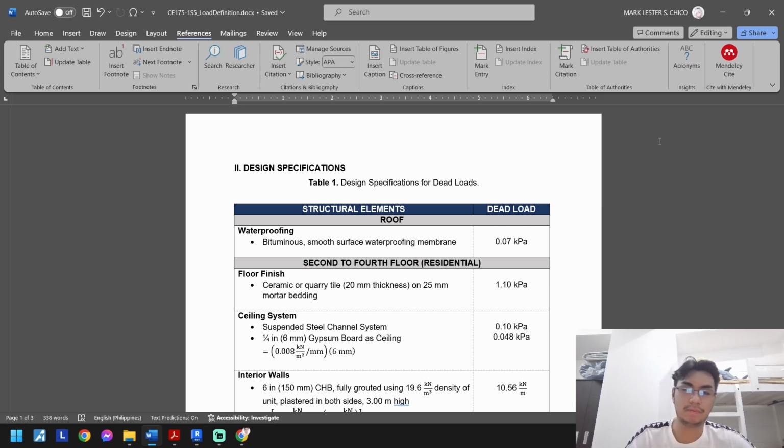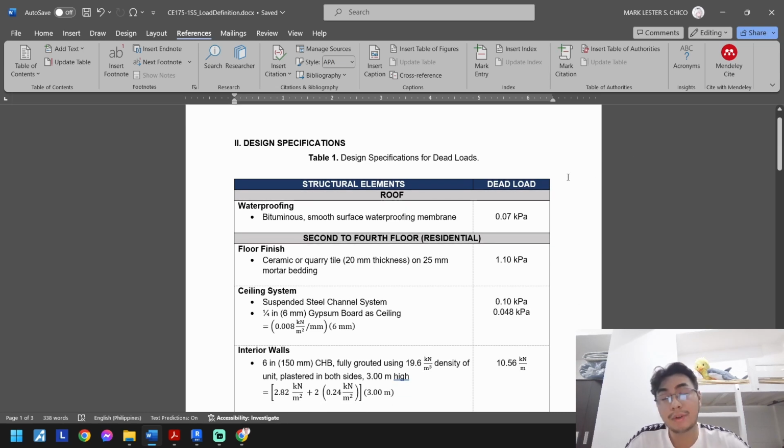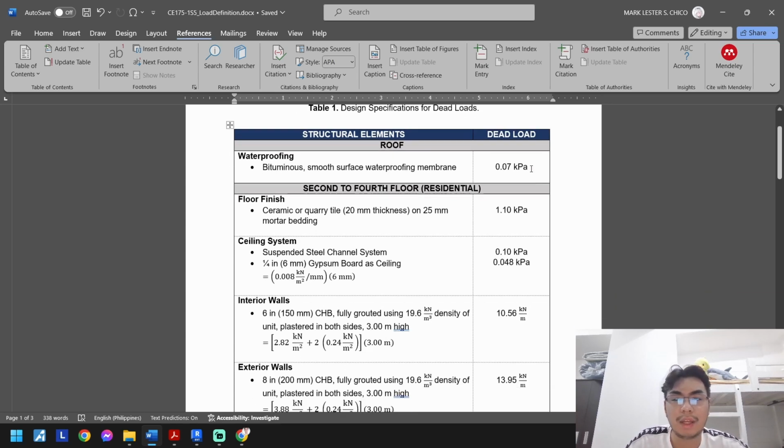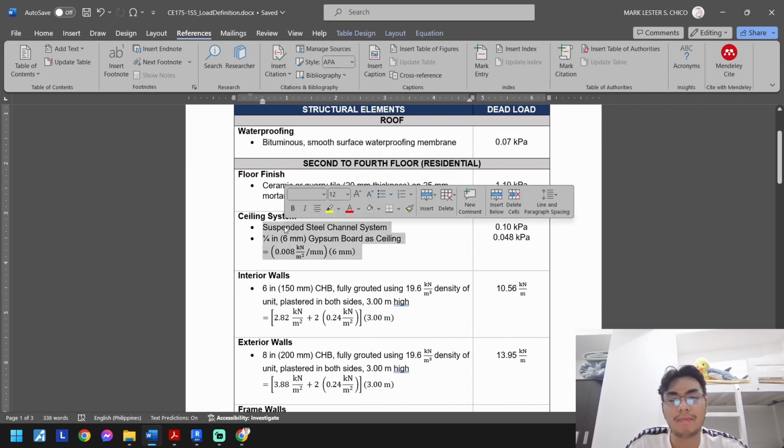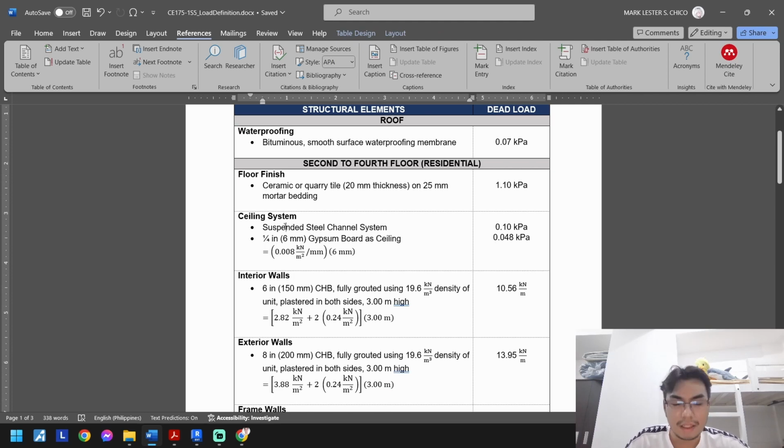So let's start. First, we need to set the design specifications of the superimposed load for the building. We have a four-story building, so we have four floors. For the roof, we have decided to have a roof slab, so it carries the waterproofing. Then it's the ceiling system, a suspended ceiling channel system, then the gypsum board.